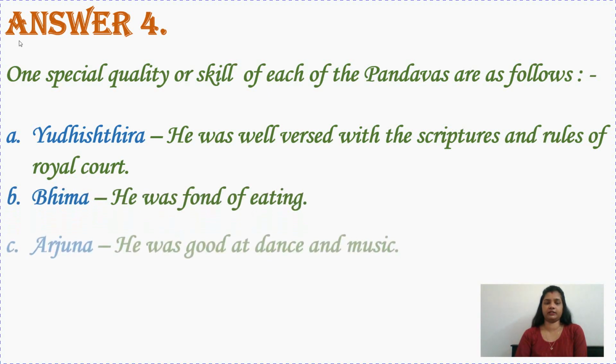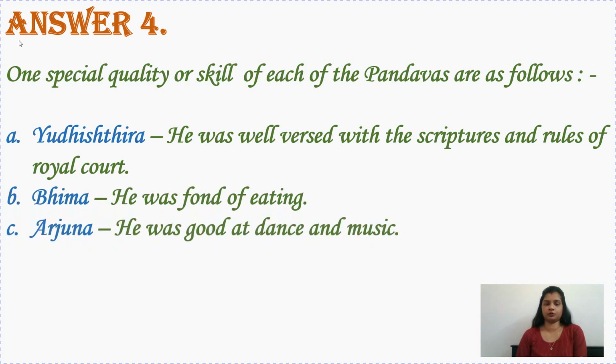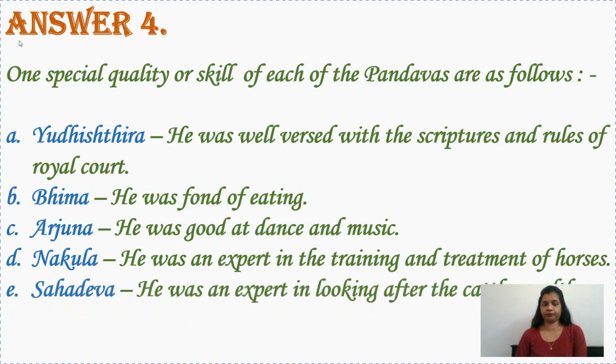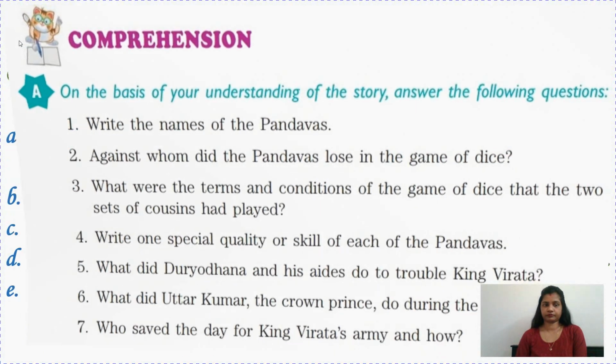Number 2 is Bhima. He was fond of eating and also he was skilled in cooking. Arjuna, he was good at dance and music, and besides this, we also know that he was the best archer of the world during that time. Number D is Nakula. He was an expert in the training and treatment of horses. And number E is Sahadeva. He was an expert in looking after the cattle wealth.